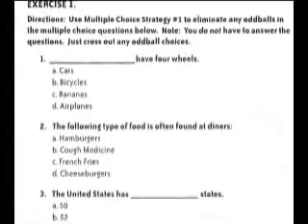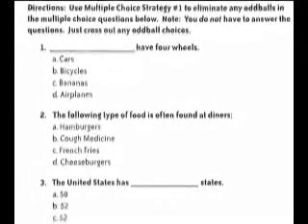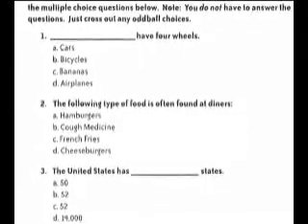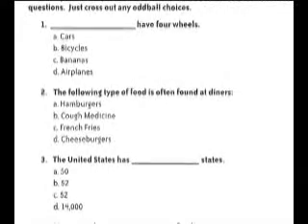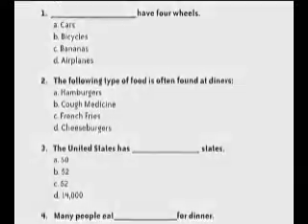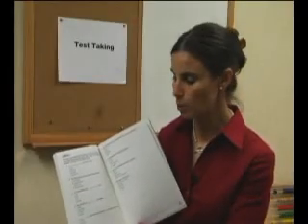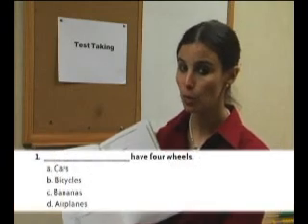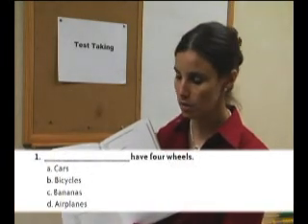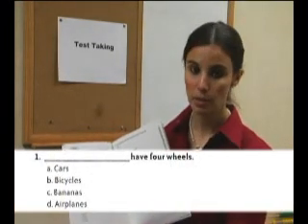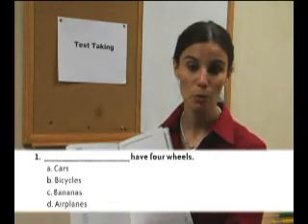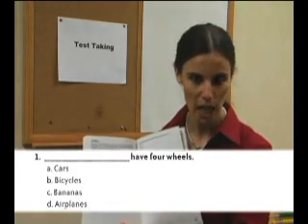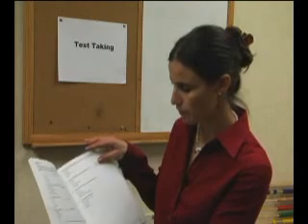Exercise 1 gives students different multiple choice questions. They are asked to read the question and then cross off the one that's a complete oddball while answering the question. For instance, number 1, blank have 4 wheels. A, cars, B, bicycles, C, bananas, or D, airplanes. Well, we know that bananas is obviously the oddball, so we'll cross that one off.